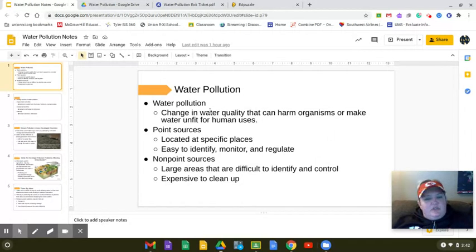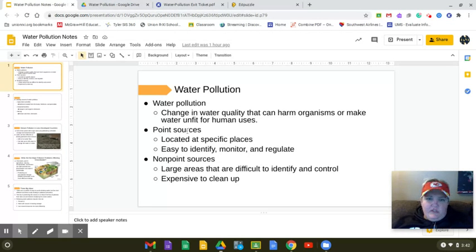Definition of water pollution is change in water quality that can harm organisms or make water unfit for human use. And so we're talking about plants and animals here and how we basically put things into the water. Sometimes it's stuff that happens naturally, sometimes it's unnatural, more times it's unnatural. And how it affects us, and also affects the environment. Let's see, there's two different types.